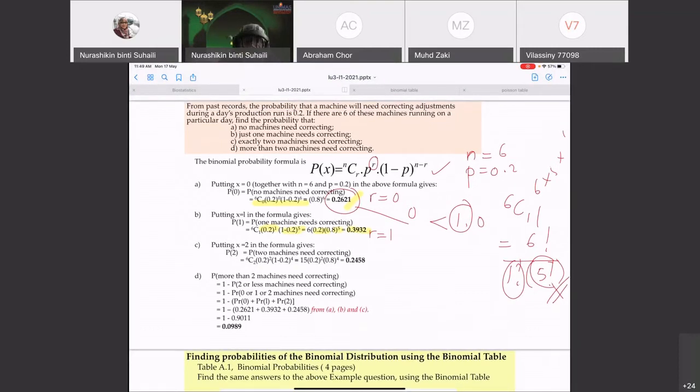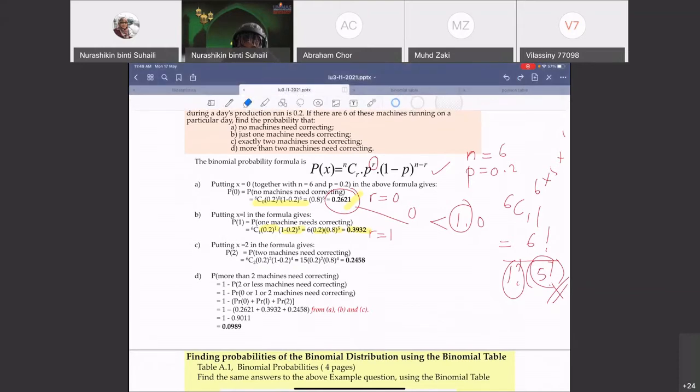And for the third question, exactly 2 machines need correcting. So now you just replace the R with 2. R is the number of events. Remember, R is the event that you are analyzing. So in this case, it is R that is changing, and that's why you get different values of probability.